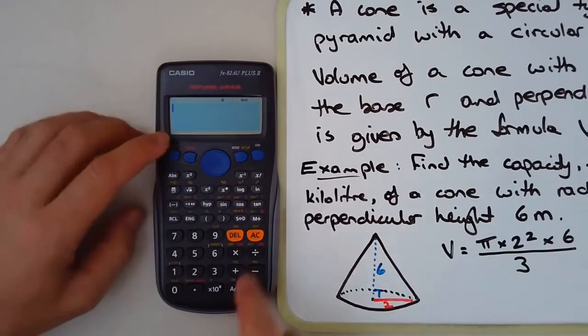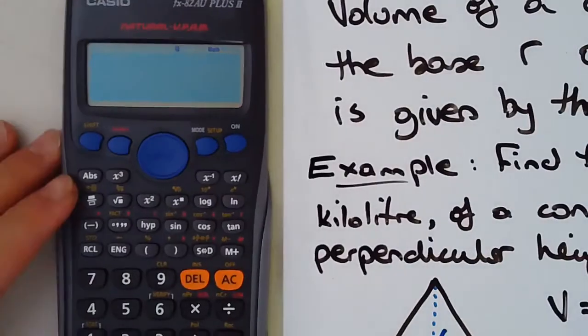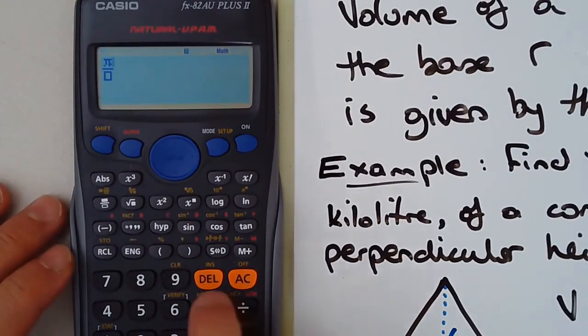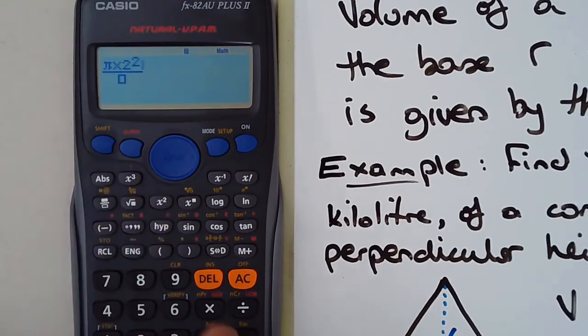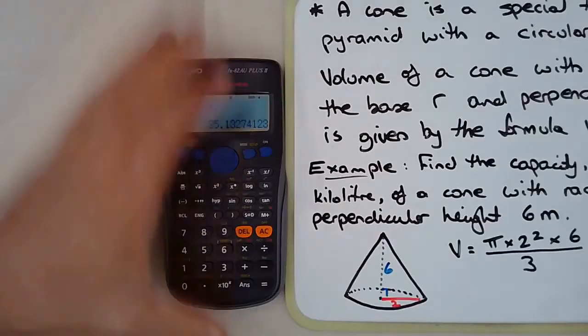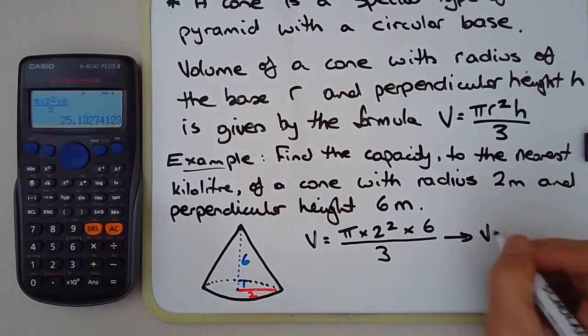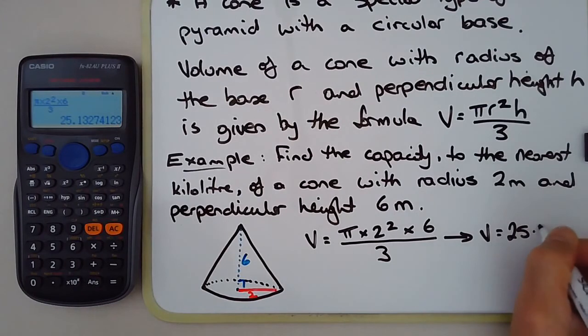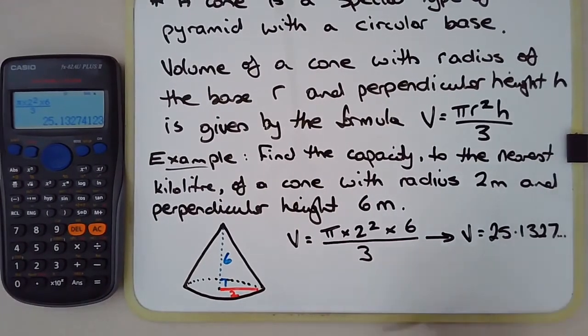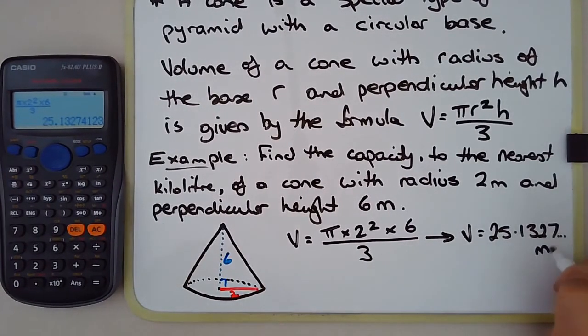So entering all that in, can we zoom in there? Yes, we can. Fraction pi times 2 squared, of course that's 4, times 6, over 3, and we get 25.13. I'll just zoom out there. All right, so volume is equal to 25.1327 dot dot dot. Dot dot dot just means that there's more decimals, but we're going to round it to the nearest kiloliter, and that's in cubic meters.